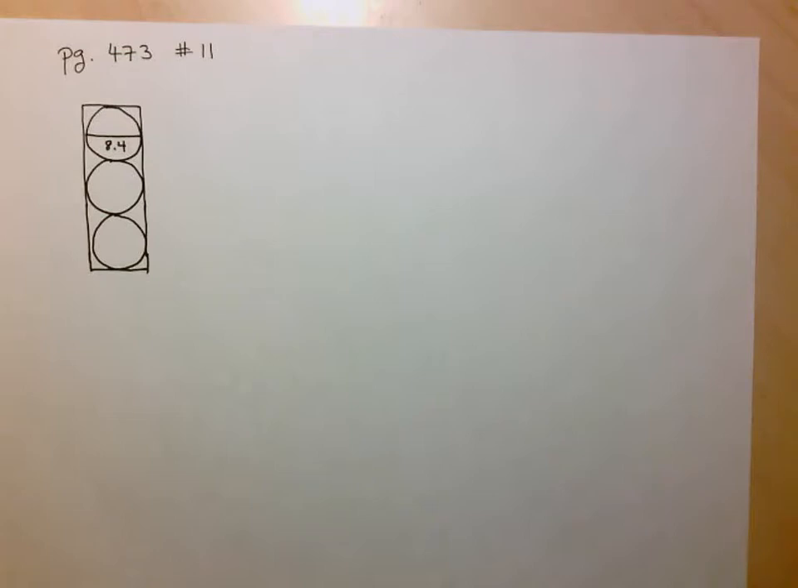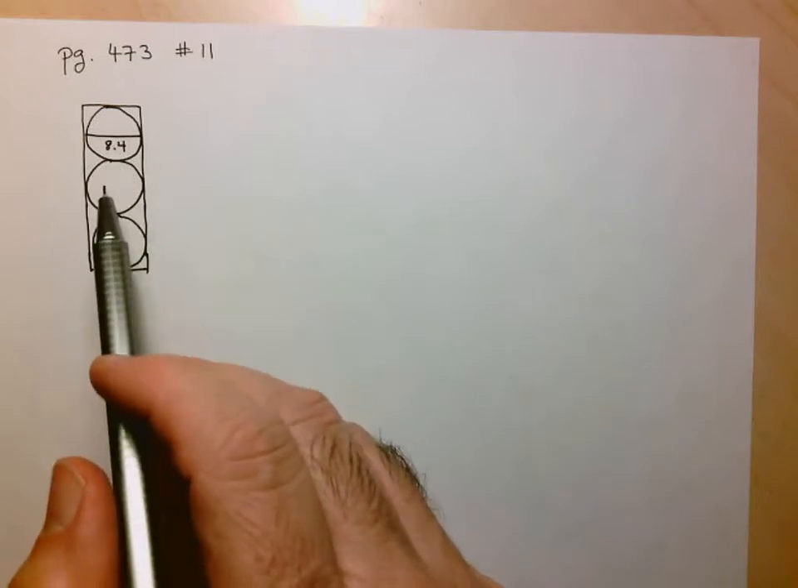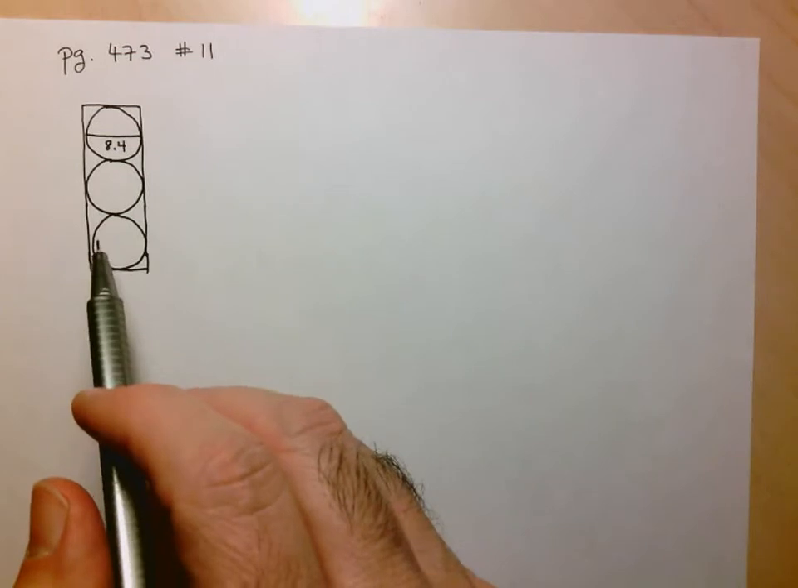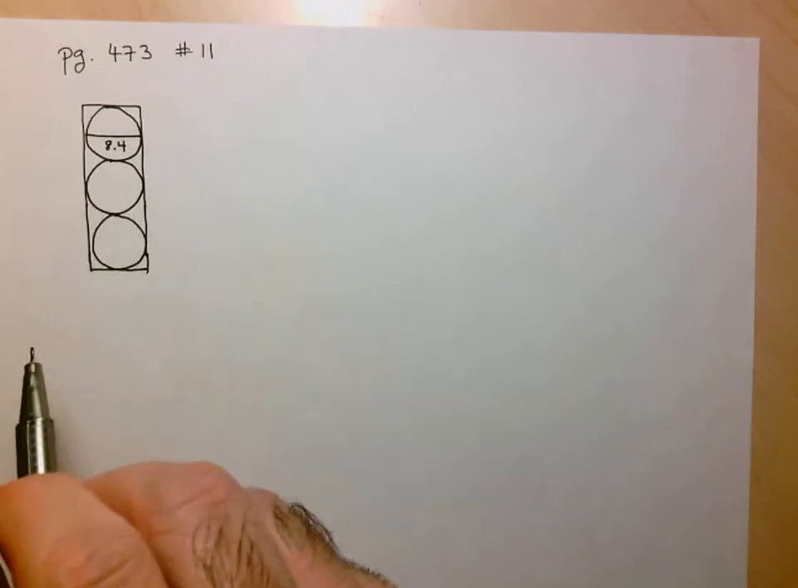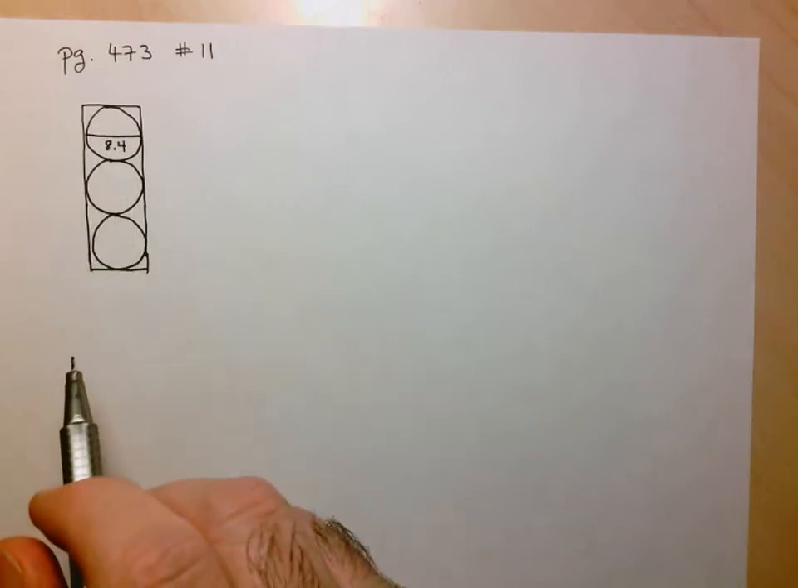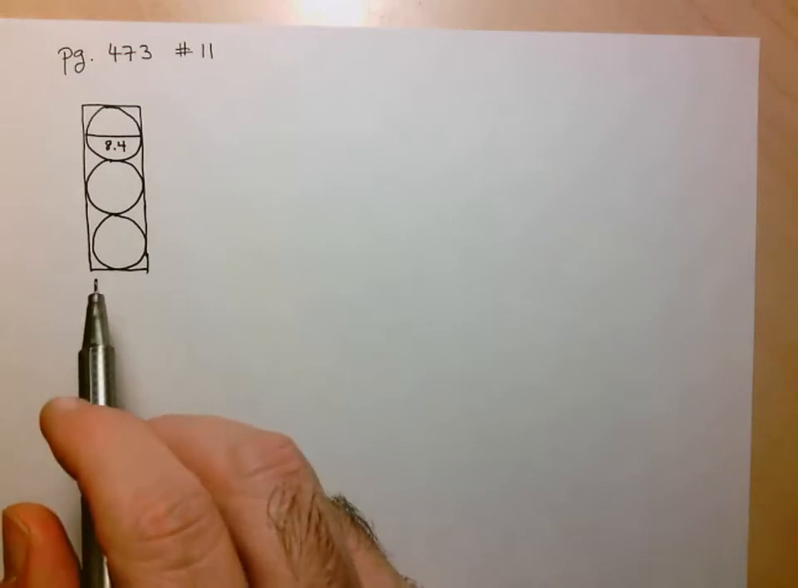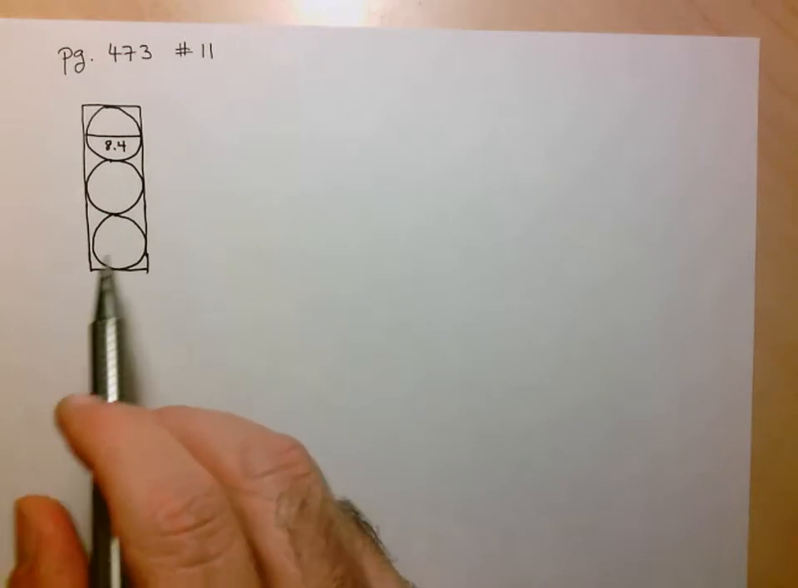Hi folks, we're going to take a look at page 473, number 11, and they tell us that we have 3 tennis balls that are fit tightly in a can, so just so that they can't move. In part A, they want us to determine the minimum volume of the can to the nearest tenth, and in part B, they want us to calculate the aluminum needed to create such a can.